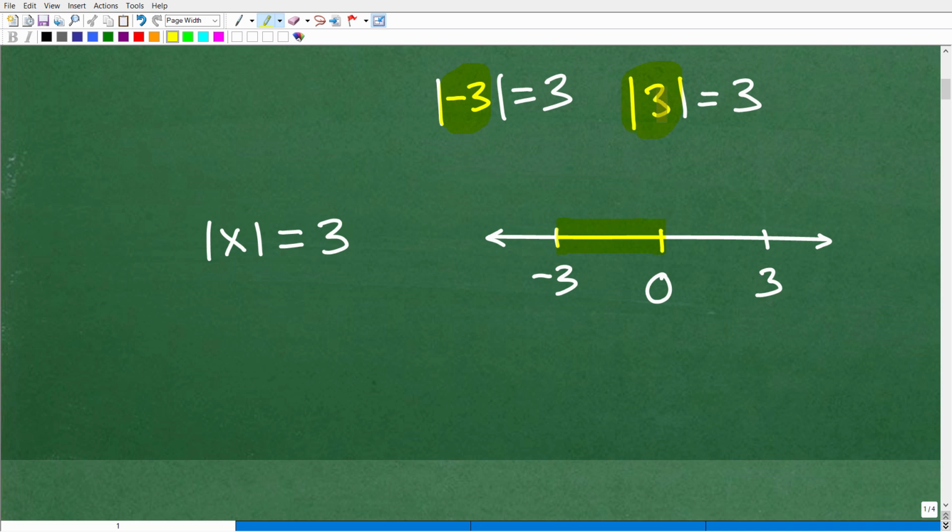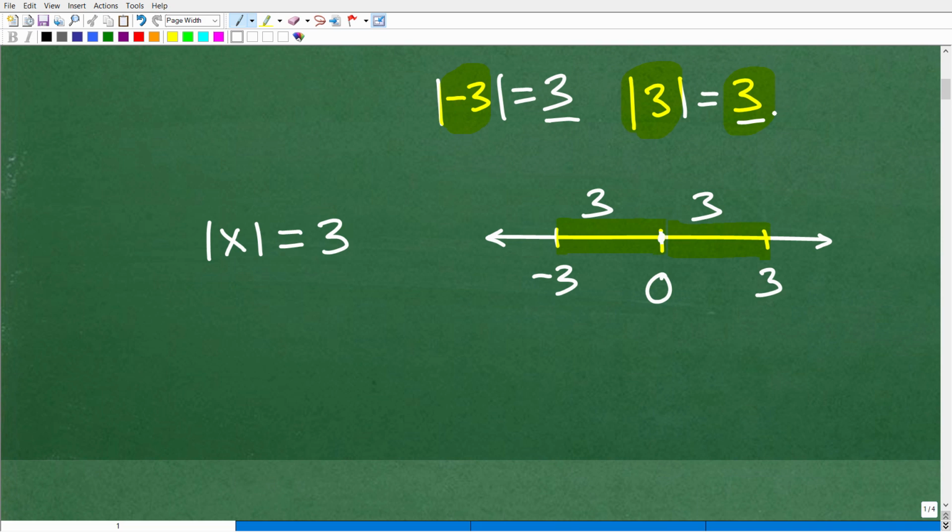How far is 3 from 0 on a number line? Well, it's also 3 units away. So that's what absolute value represents. Again, it's the distance a number is from 0 on a number line. That's why the absolute value of a negative number is positive, because remember, we measure distance in positive units.